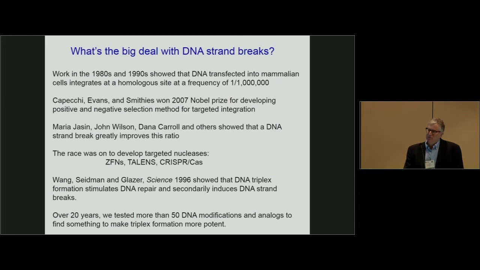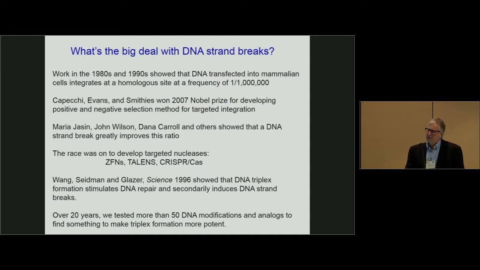And that's why, speaking of Mario Capecchi, Capecchi, Evans, and Smithies won the Nobel Prize for developing a selection technique to find the place where it integrated correctly. But other people in the field, such as Maria Jasin, John Wilson, and Dana Carroll, showed that if you could trigger DNA repair or make a strand break at the target site, you could greatly increase the efficiency of recombination in the cognate site, and that really triggered the race to develop targeted nucleases.